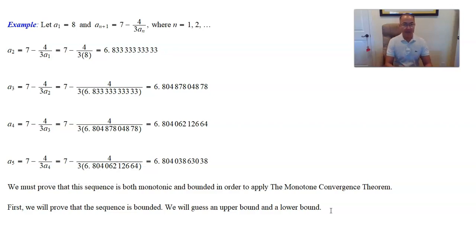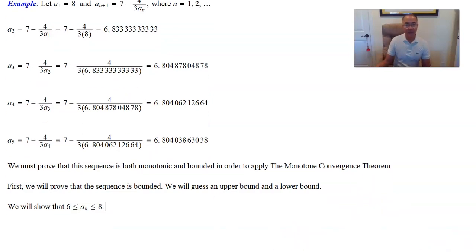So we will show that 6 is less than or equal to a sub n, and less than or equal to 8. Those are my lower bound and my upper bound. We have to show that 6 is a lower bound and 8 is an upper bound.